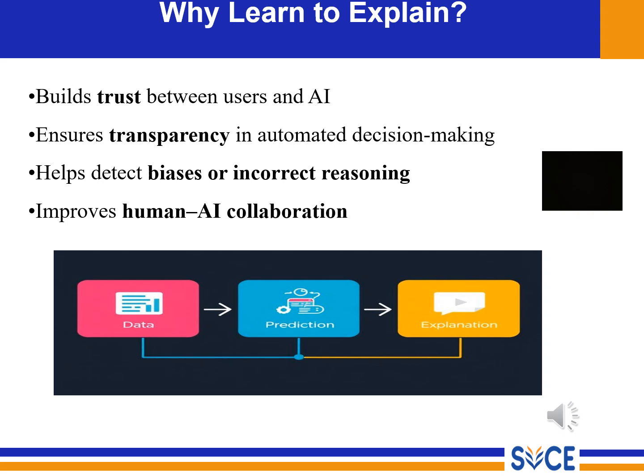People believe in the system if they understand it. Second, transparency, so we know what's happening inside. Third, debugging, so we can catch errors and biases. For example, if a hiring AI keeps rejecting female candidates because of bias in the data, an explainable model will show that pattern. That's powerful, right?